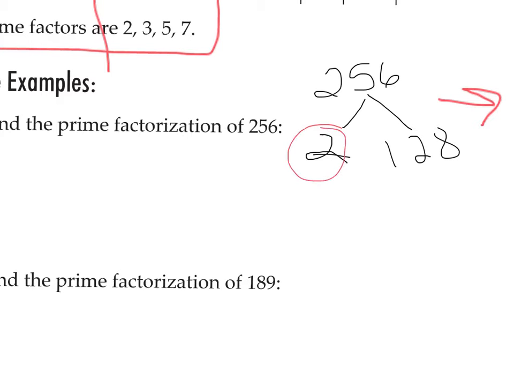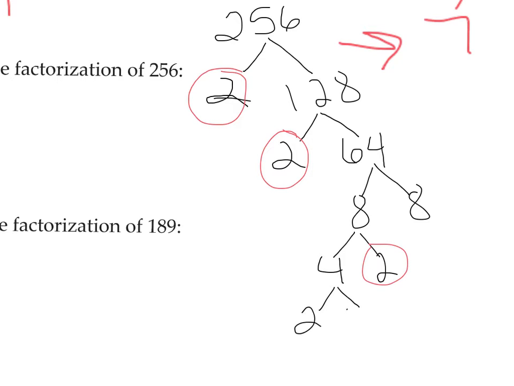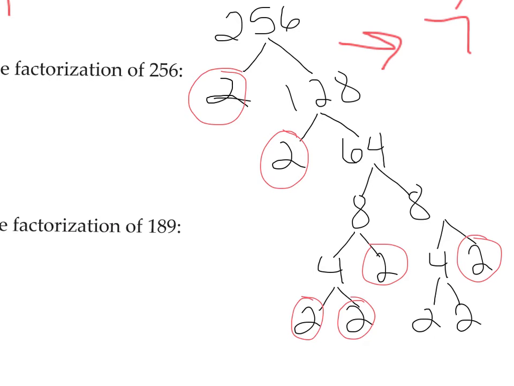Well, I know that 2 is a prime number, so I don't have to break the 2 down any further. But I know 128 is not. So 128 is also 2 times 64. Well, again, 2 is a prime number, but 64 is not. So I know that 64 is 8 times 8, which are neither one prime numbers, so I'm breaking them down again. 8 is 4 times 2. There's another 2 there. And 4 is 2 times 2. And we're going to do the same thing over here. 4 times 2. I'm circling all my 2's because those are all prime. And 2 times 2.